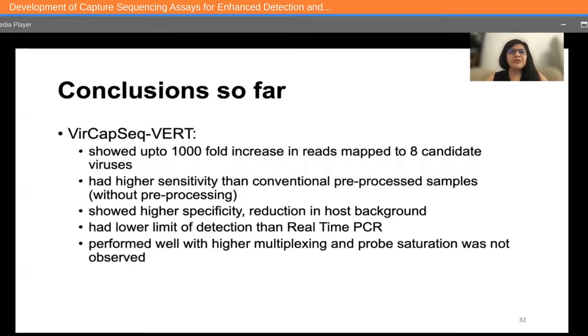So the conclusions so far are: Vircap-seq Vertebrate showed up to 1,000-fold increase in reads mapped to 8 candidate viruses. It had higher sensitivity than conventional pre-processed samples, and it showed higher sensitivity and specificity, with significant reduction in host background. It had lower limit of detection than real-time PCR, and it performed well with higher multiplexing, and probe saturation was not observed.